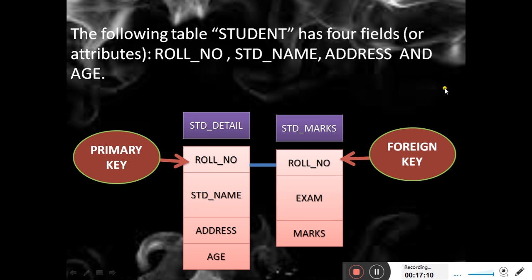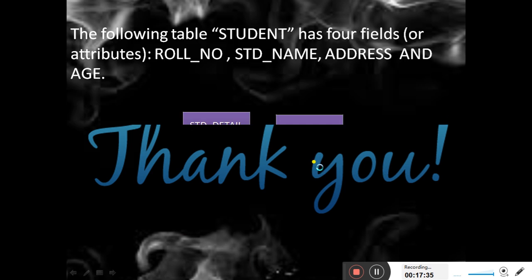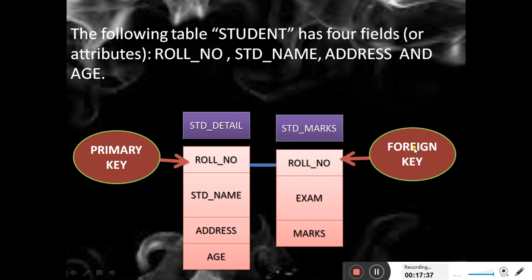For example, see here, if you are assigning a primary key on roll number in one table, student detail, and in another table, student marks, which is related to it, there is a relationship between these two tables. If you are assigning the primary key to this roll number and you are using roll number in the marks table also, then here this roll number is referred to as the foreign key. So this roll number is what? Foreign key here.